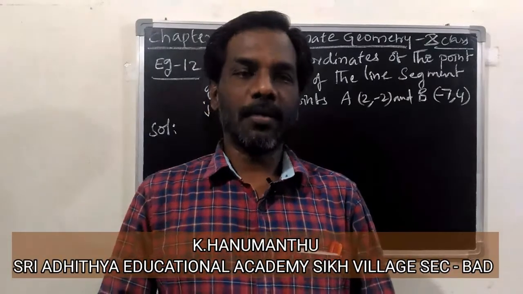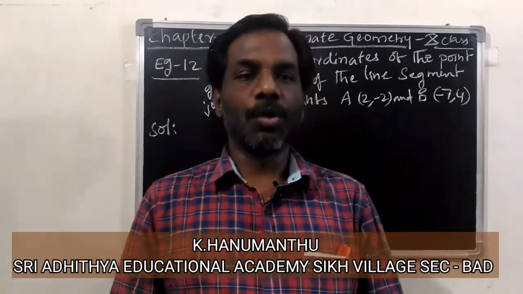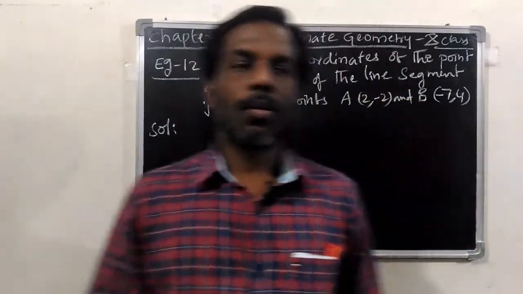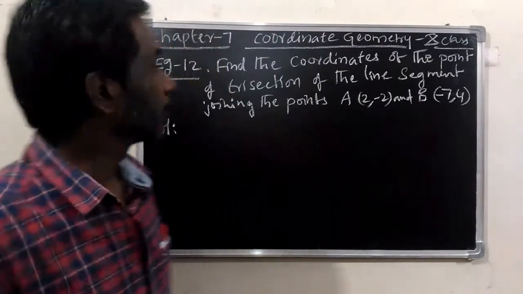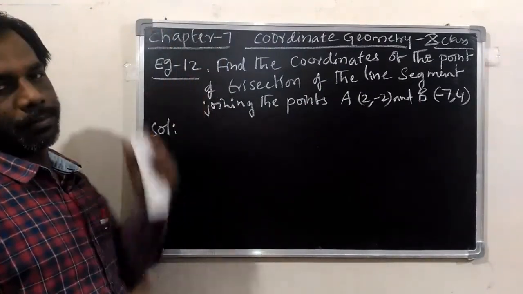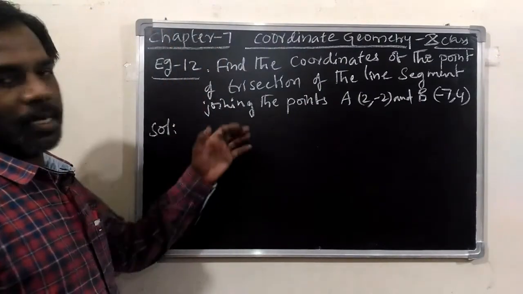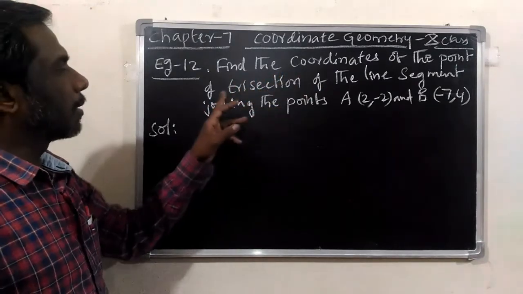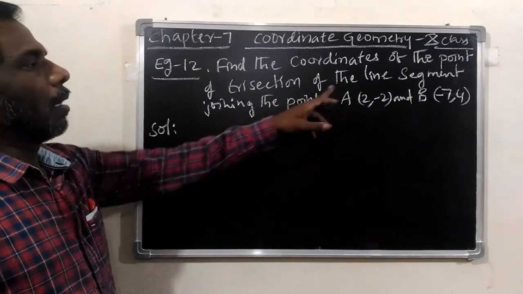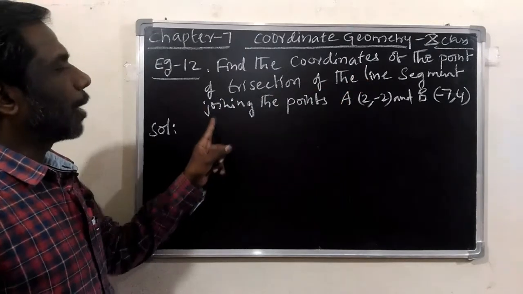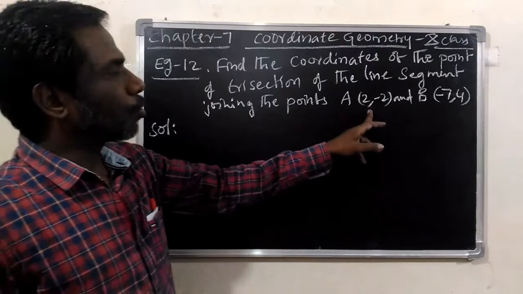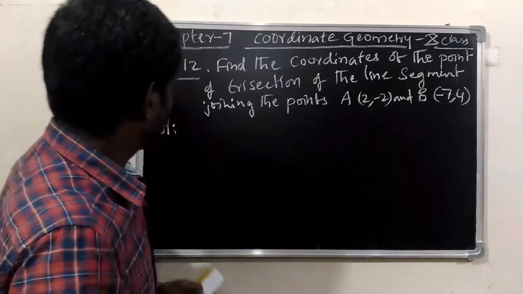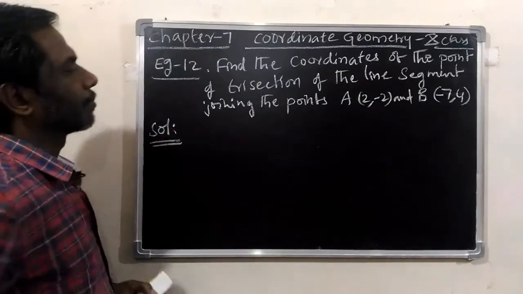Hello students, today I am explaining 10th class, chapter 7, coordinate geometry, example 12. First I read the question. Find the coordinates of the points of trisection of the line segment joining the points A (2, -2) and B (-7, 4). So let us solve the question.